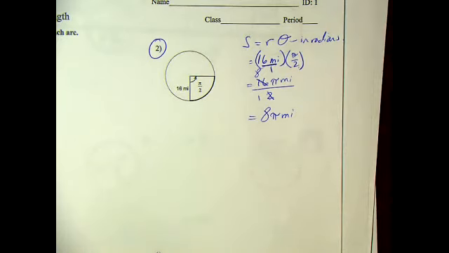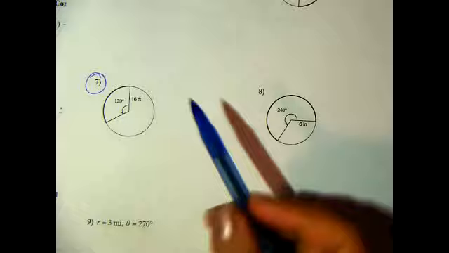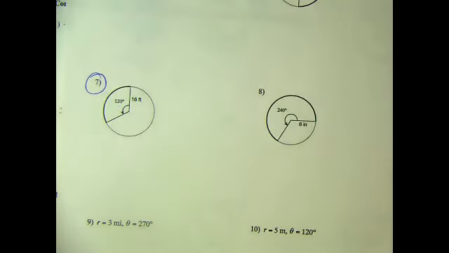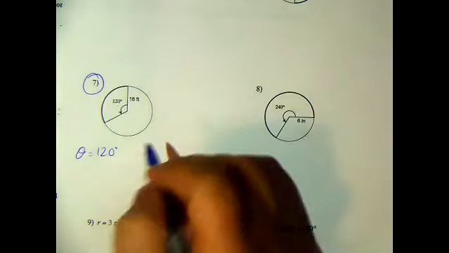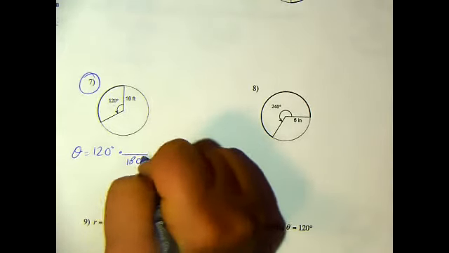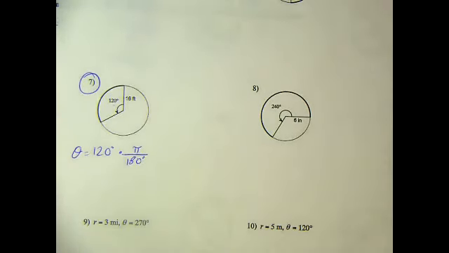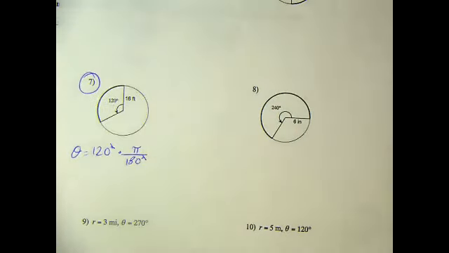And then for number 7, we have a few discrepancies here. But the majority of you, again, chose 32 pi over 3. But notice in number 7, our angle is in degrees. So our theta is in degrees, and in order to find our arc length, we first need to convert our theta. Our theta here is equal to 120 degrees, which we will then need to convert. So we're going to multiply by pi over 180 degrees. If you do not convert, then it is incorrect.